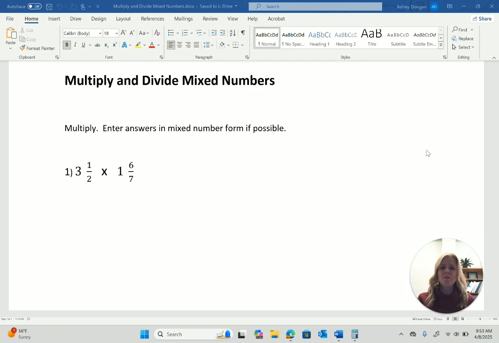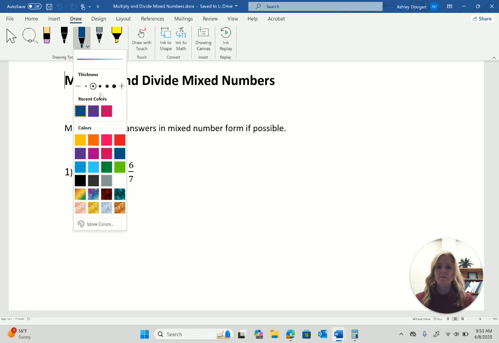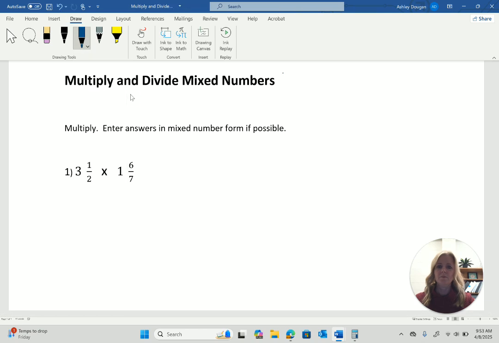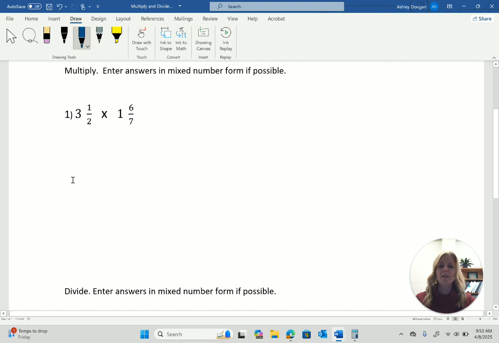In the previous video, we had talked about how to convert between mixed number and improper fraction. And we're going to use those skills to help us multiply and divide mixed numbers. We have 3 1/2, and we want to multiply that by 1 6/7.